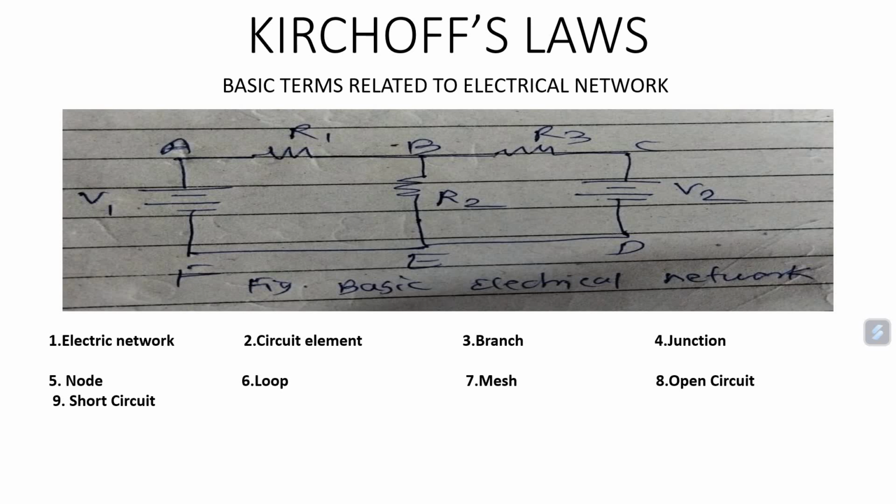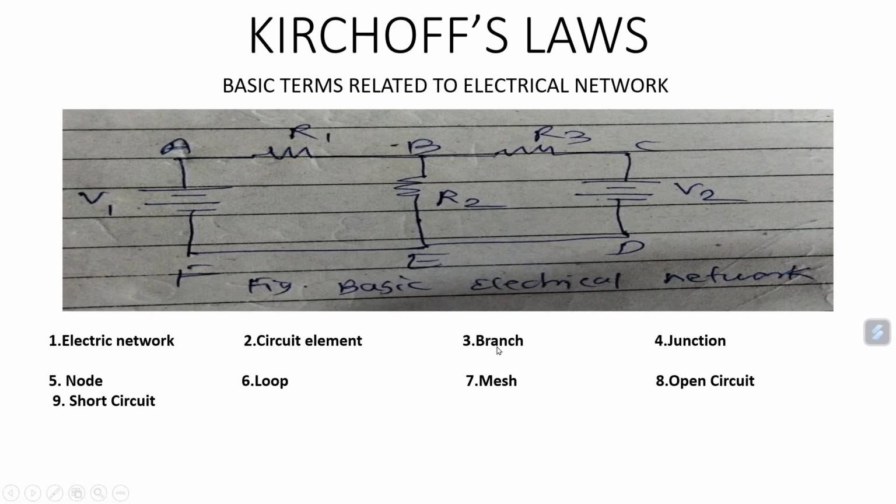Circuit elements are classified into two types: active circuit element and passive circuit element. Active circuit elements are those which supply energy to the network. For example, here the voltage source is the active element. And passive elements are those which store or dissipate the energy, like a resistor dissipates the energy in the form of heat. So these resistors are passive circuit elements.